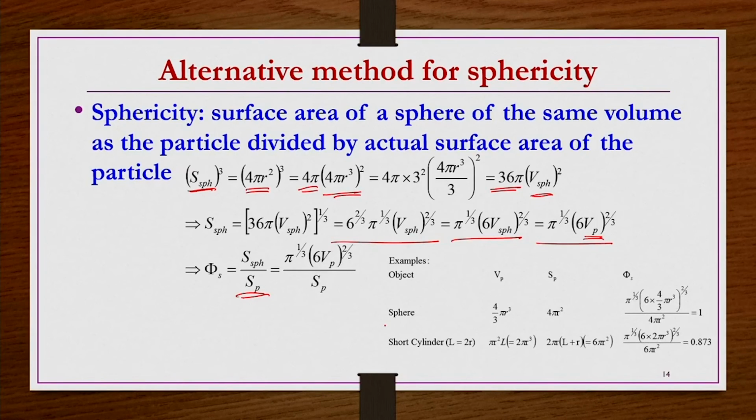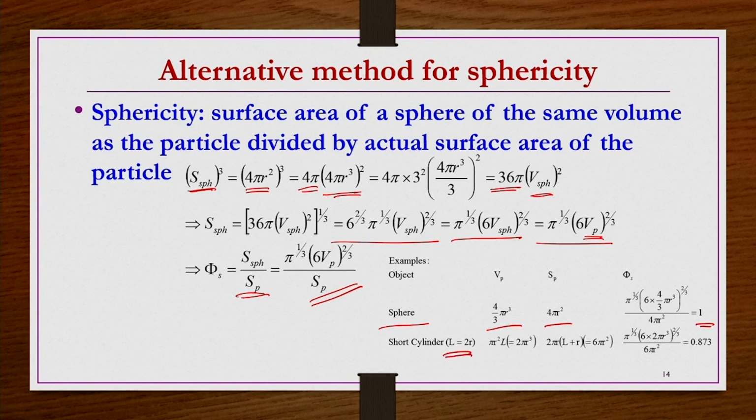As an example, for a spherical particle, a sphere, Vp is going to be 4 by 3 pi r cube and Sp is going to be 4 pi r square. If you substitute this Vp and Sp here, you get the sphericity as 1, the same as the previous result.